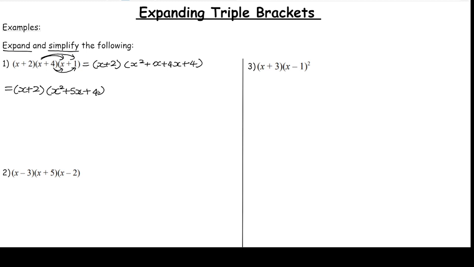At this stage, although we've got three terms in our second bracket, we're going to multiply each of the two terms in the first bracket to that, in the same way as expanding double brackets with two terms in each bracket. So we're going to do x times x squared plus 5x plus 4, and then do 2 times x squared plus 5x plus 4.